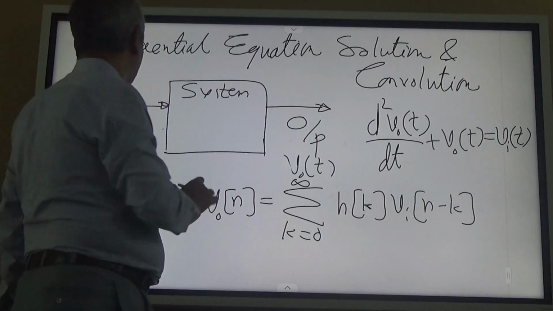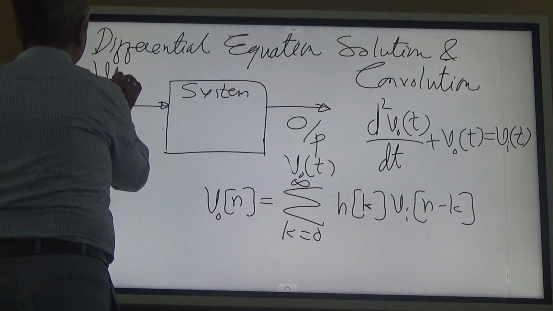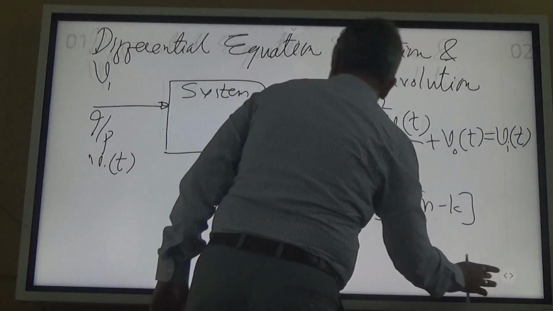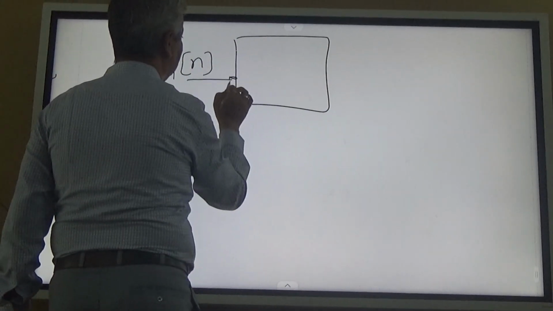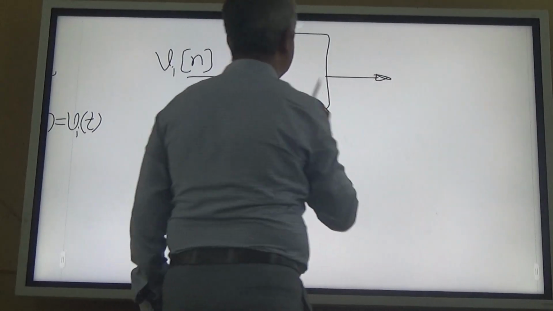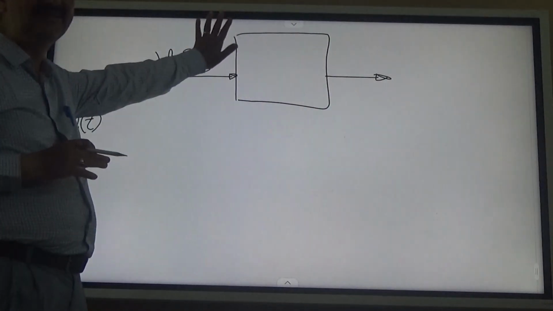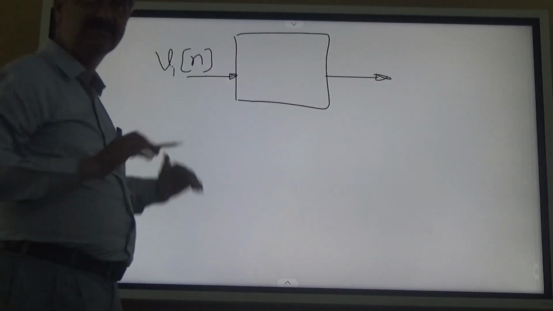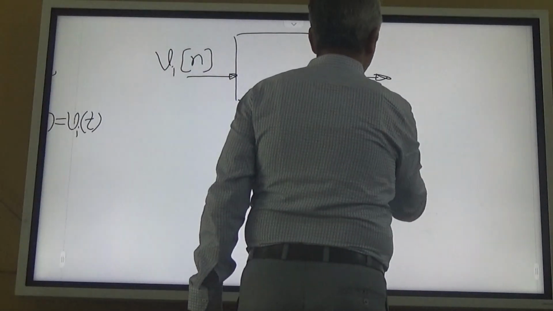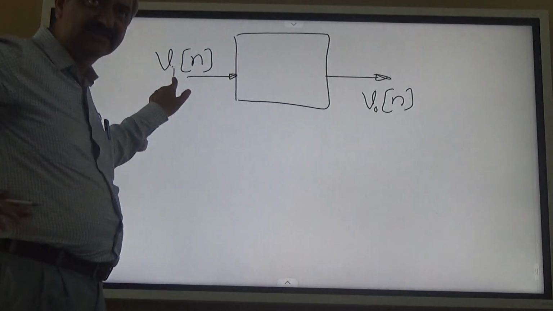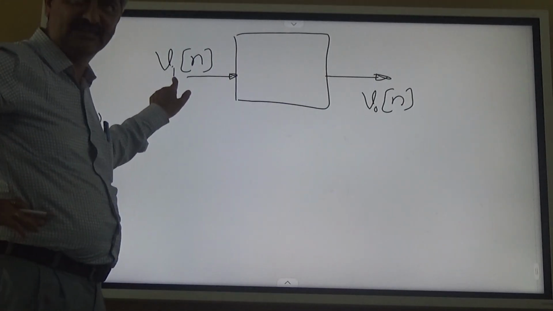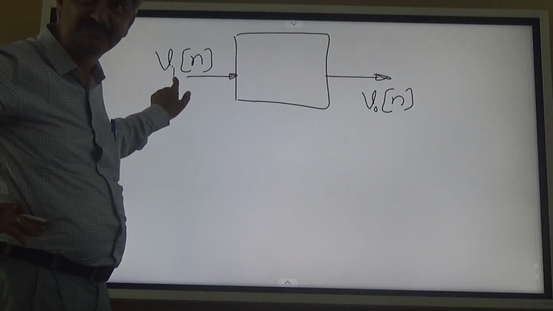In general, what have we got? Vin[n]. So I write on the next page. We have got Vin[n]. What is Vin[n]? Vin[n] is the sampled input sequence, and I get the output which I sampled. Vin[n] is the sampled input signal, which is now a sequence.